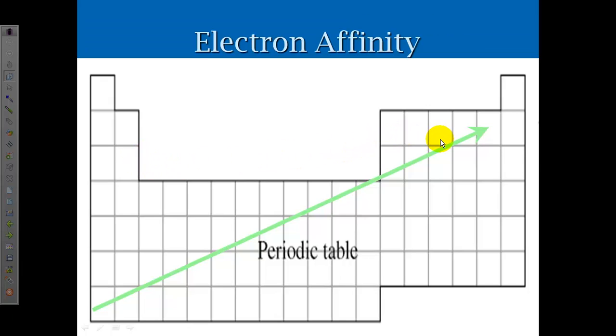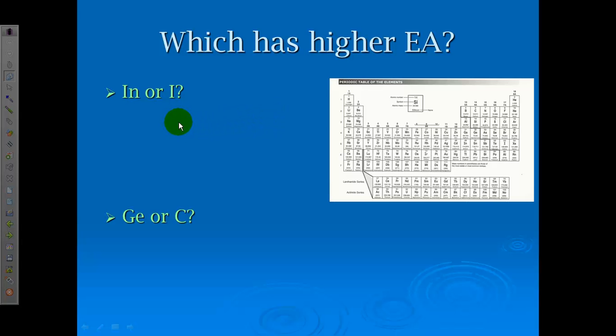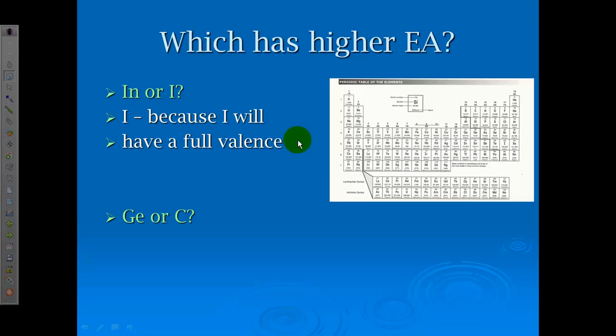Here's another diagram. Electron affinity goes up as you get closer to the fluorine. Okay, so let's look at indium or iodine. Here one of them is number 49 and the other one is 53. They're in the same group. Iodine is going to be a lot happier to get that electron because now it'll be like a noble.